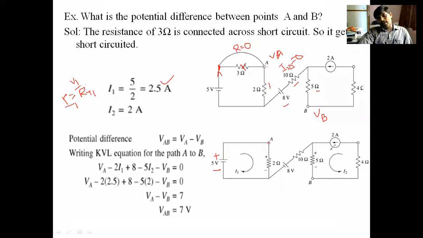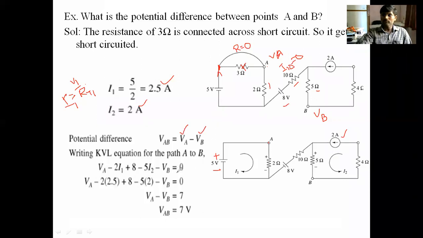Coming to the second circuit, instead of voltage source, they gave current source directly. Remember that in a series circuit, the current flowing through all the elements is same. If it consists of 2 resistors or 1000 resistors, if they are in series, the current flowing through all the resistors is same. So the current flowing through 5 is equal to 2 amp itself. I2 is 2 amp. Now potential difference VAB is equal to VA minus VB.